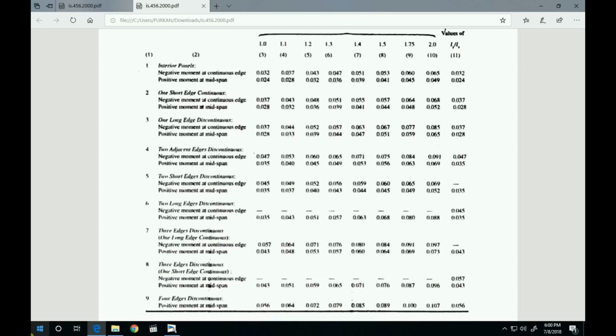So let's continue back to the topic, which was design of two-way slabs. Once we start off with the problem, we'll understand what the conditions are and how to calculate alpha x and alpha y.